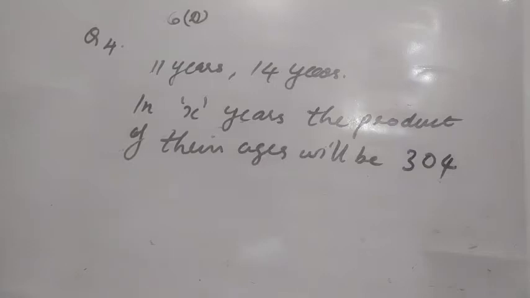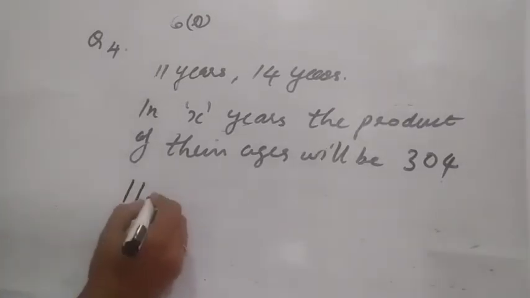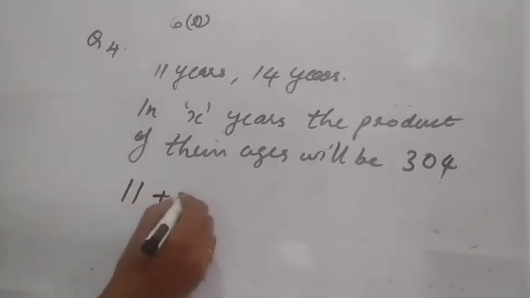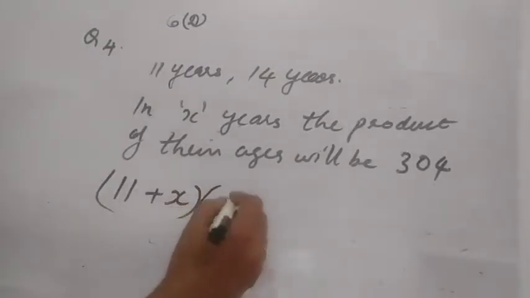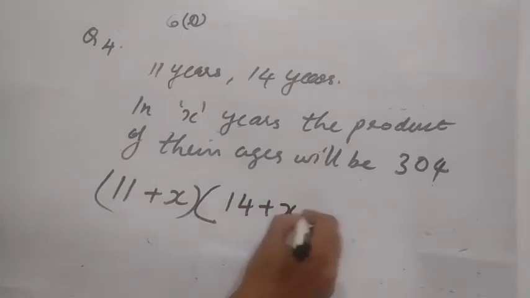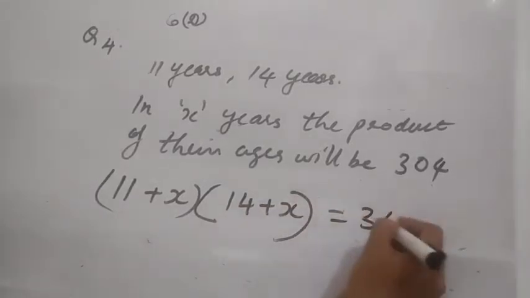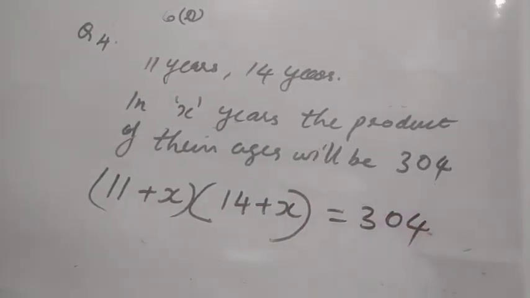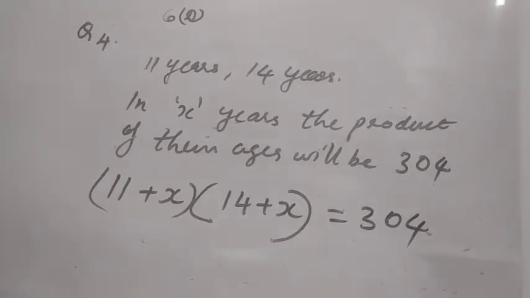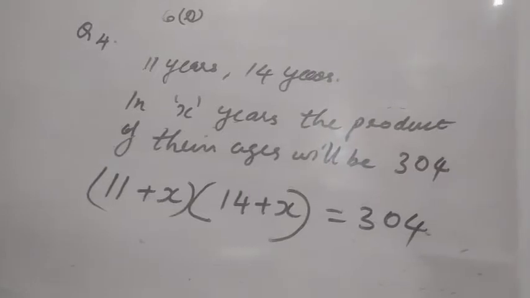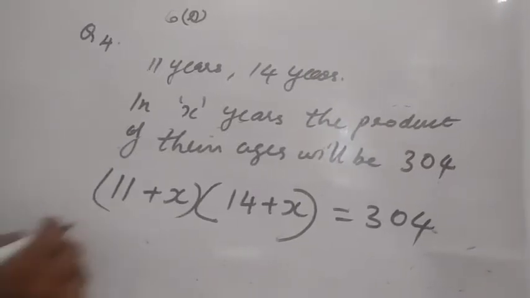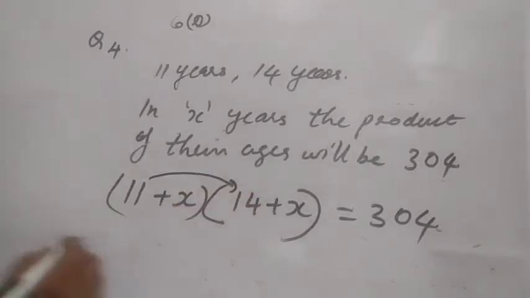We have to calculate the number of years in which the product will become 304. How can we find this? Let in x years the product change to 304. Now the present age is 11. So after x years, what will be the age of one sister? That is 11 plus x. And the age of the other one is 14 plus x. Their product will be 304 at that time. So this is the equation we have to write in the standard form of a quadratic equation and solve.